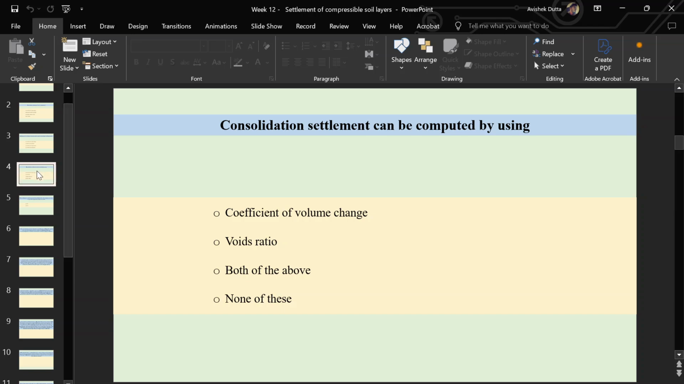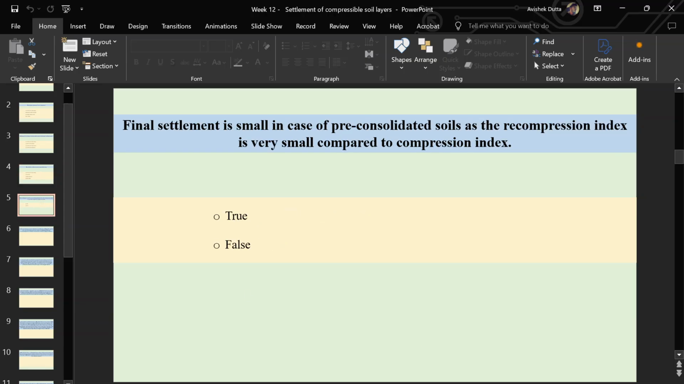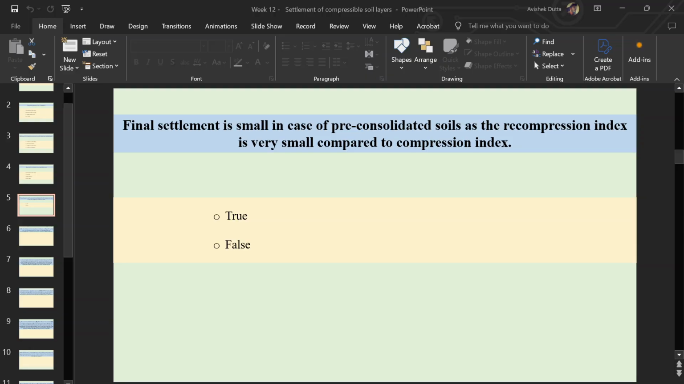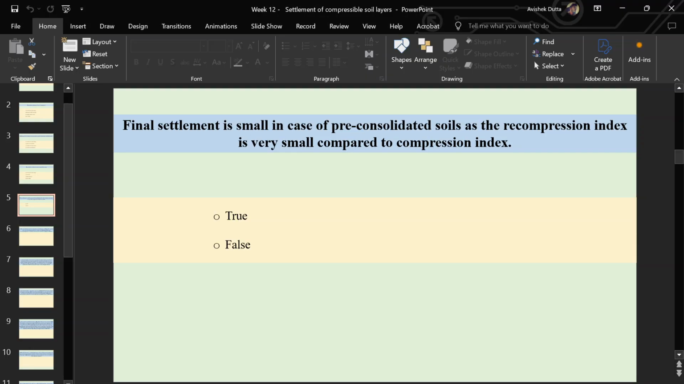Okay. Next question. Final settlement is small in case of pre-consolidated soils as the recompression index is very small compared to compression index. Is this statement true or false?